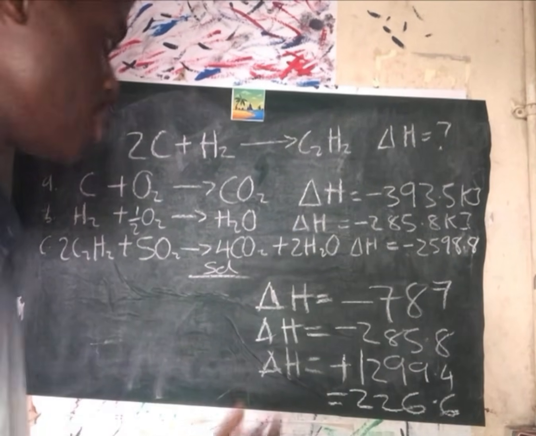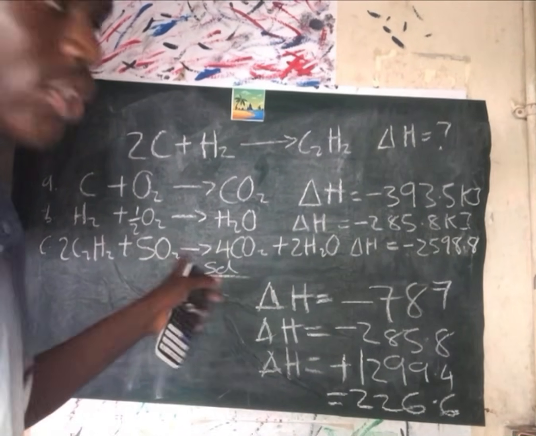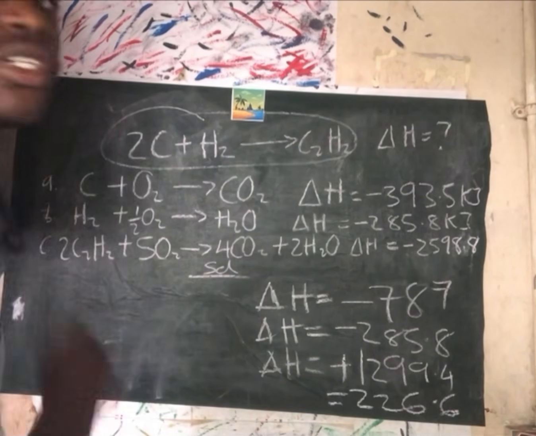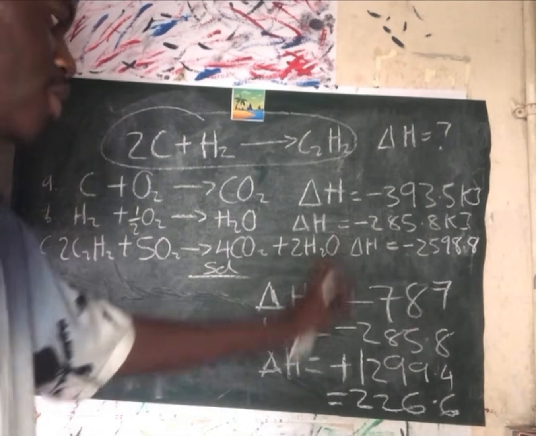In the exam they're not going to ask for the overall equation, they just ask you for the enthalpy, because the overall equation is still this one. So they just ask you for the enthalpy straight. So you just do it fast.